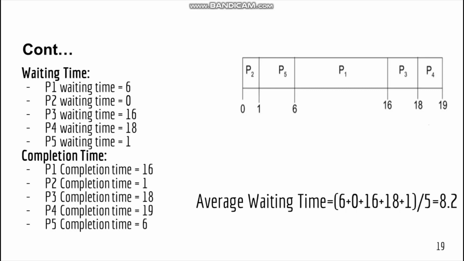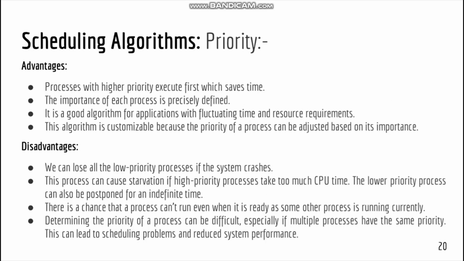After this, there are some advantages of this algorithm. The processes with higher priority execute first, which saves time and is better for the system performance. It is very useful for batch processing and batch systems, because this algorithm requires priorities, and in the batch system we know the priorities of all the processes and we know the importance of all the processes in the system. And moreover, this algorithm is customizable because the priority of a process can be adjusted based on its importance.